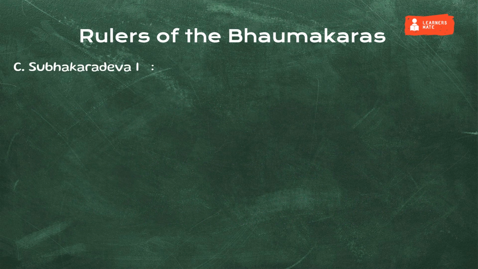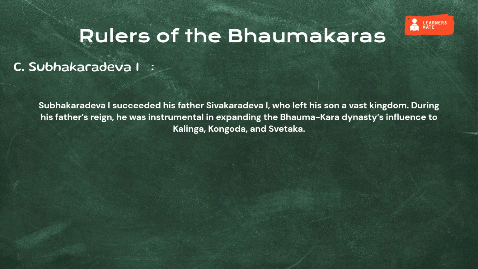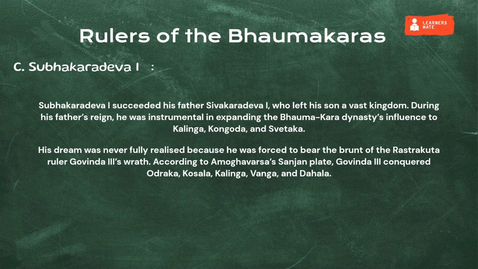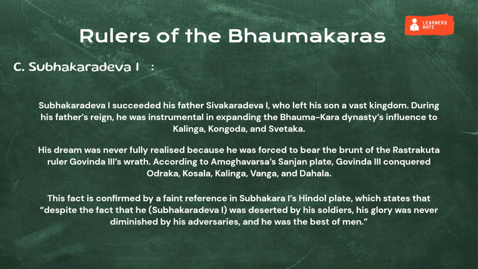Subhakaradeva I. Subhakaradeva I succeeded his father Shivkaradeva I, who left his son a vast kingdom. During his father's reign, he was instrumental in expanding the Bhaumakara dynasty's influence to Kalinga, Kongoda, and Svetaka. His dream was never fully realized because he was forced to bear the brunt of the Rashtrakuta ruler Govinda III's wrath. According to Amoghavarsha's Sanjan plate, Govinda III conquered Odraka, Kosala, Kalinga, Vanga, and Dahala. This fact is confirmed by a faint reference in Subhakara I's Hindol plate, which states that despite the fact that he, Subhakaradeva I, was deserted by his soldiers, his glory was never diminished by his adversaries, and he was the best of men.